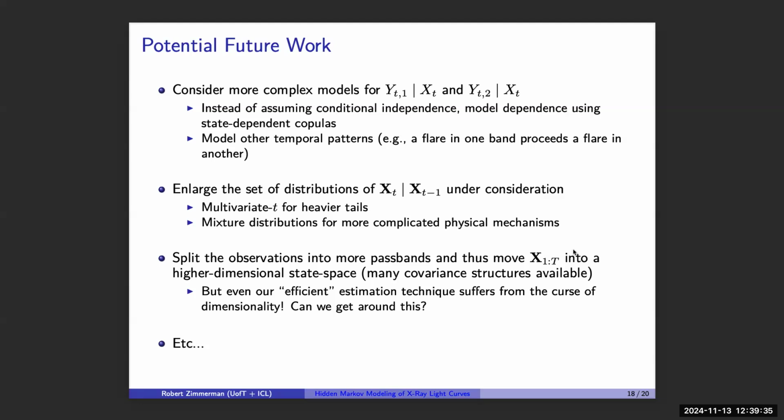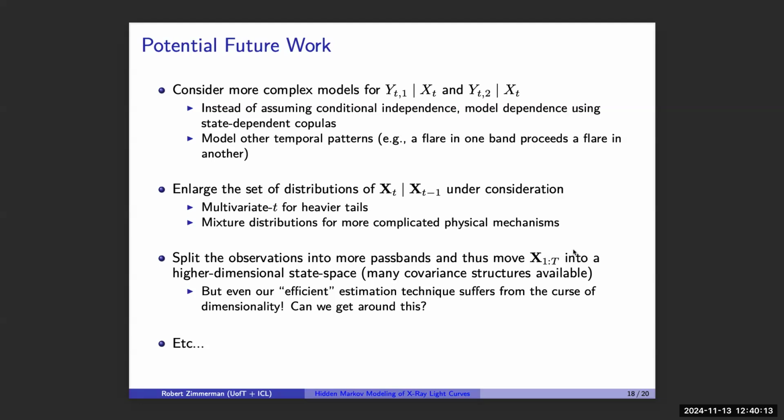As we talked about before, we currently assume that the two energy bands are conditionally independent, but that might not be the case. We can relax that assumption by using state-dependent copulas. As I mentioned, there are some caveats when you use discrete marginals for copulas, but it's still doable, and it would be interesting to see. Moreover, there are other temporal patterns in the data that we can study. For example, instead of both flares appearing at the same time, we can have a flare in one band which precedes a flare in another band, and so on.